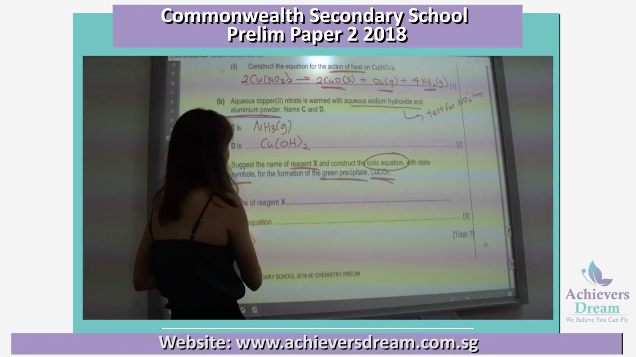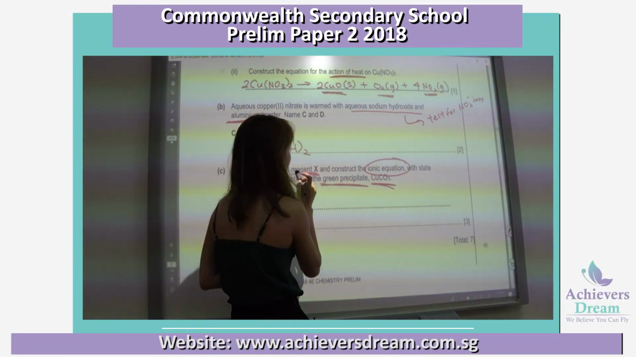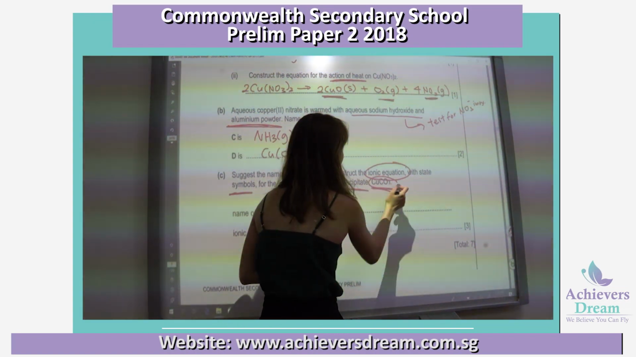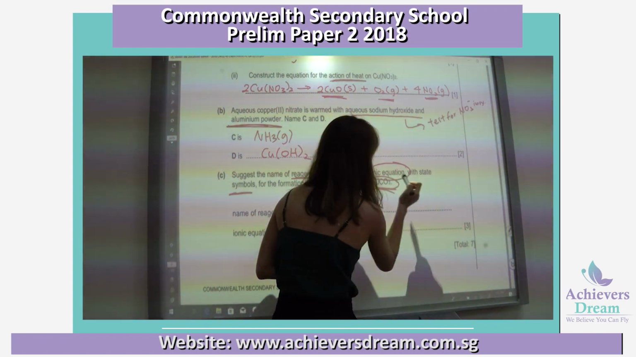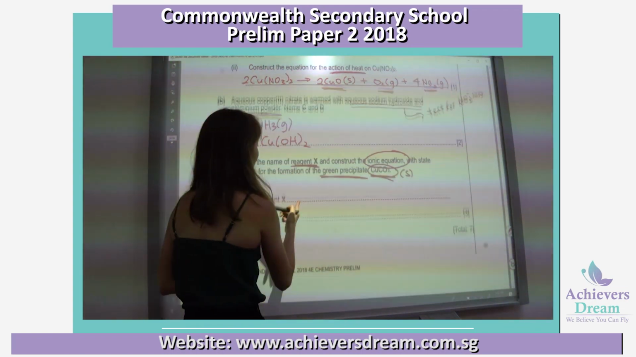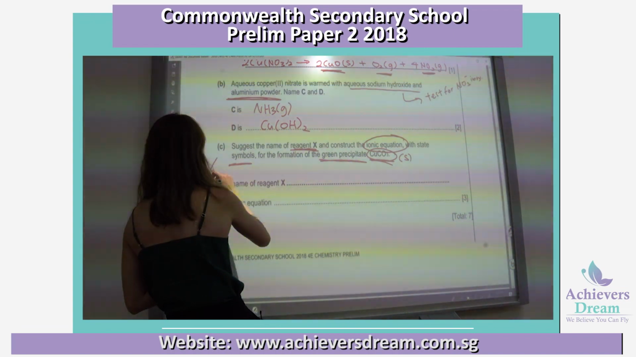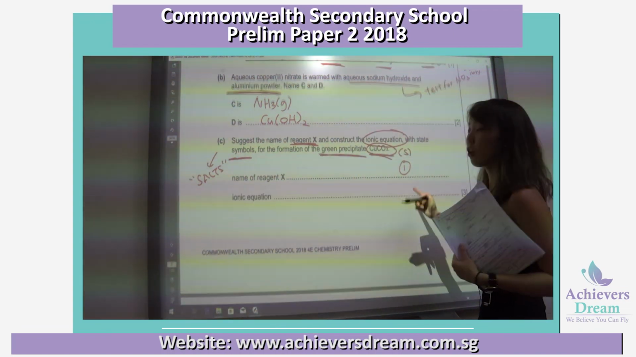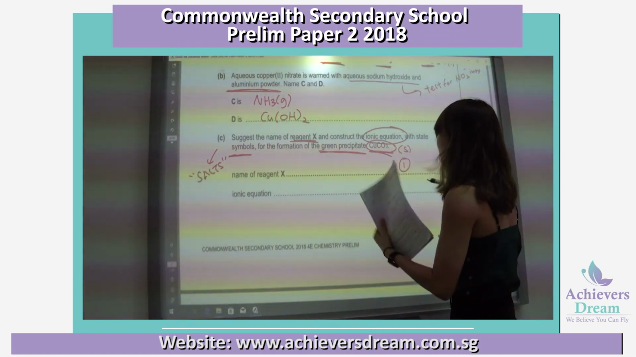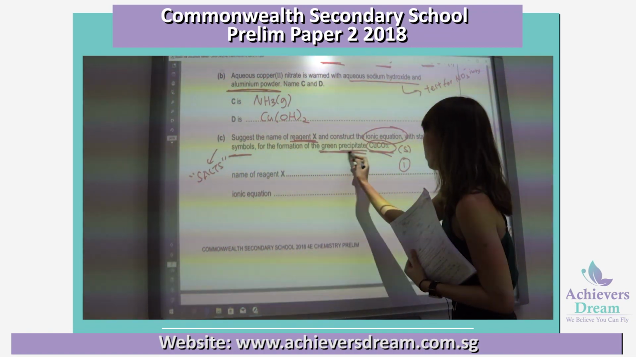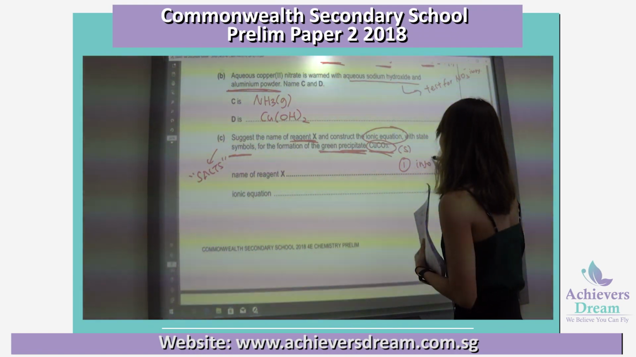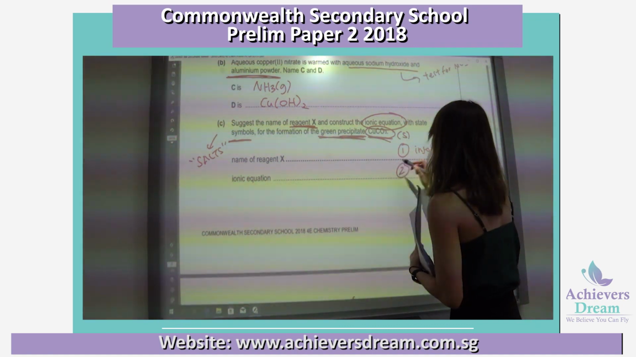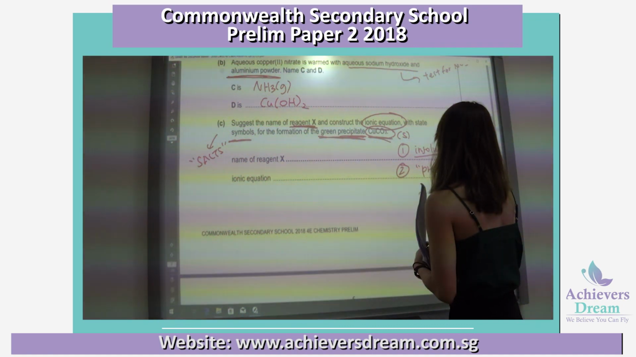Okay. For part C, they say suggest the name of reagent X and construct the ionic equation with state symbols for the formation of your green precipitate, copper 2 carbonate. So this is in a solid state. This one is your salts preparation question. First, we need to determine whether copper 2 carbonate is a soluble or insoluble salt. When they say precipitate, it means that it is an insoluble salt, correct? And there's only one method that we use to prepare insoluble salt, which is precipitation.